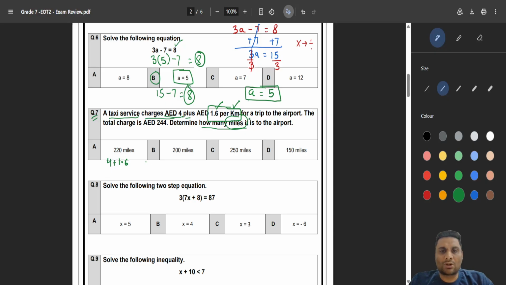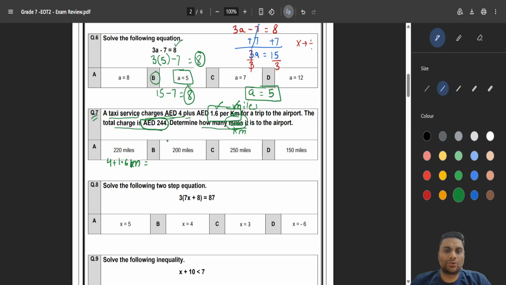So the number of kilometers are not given here. Okay, so let me change this miles to kilometer. Mistyping. Okay. So I don't know how many kilometers will I go. So I will take k kilometers. Or let me just change it to miles because the solution is in miles. Class, I will make this also miles. So 4 plus 1.6 m is equal to, the total charges he paid was 244.